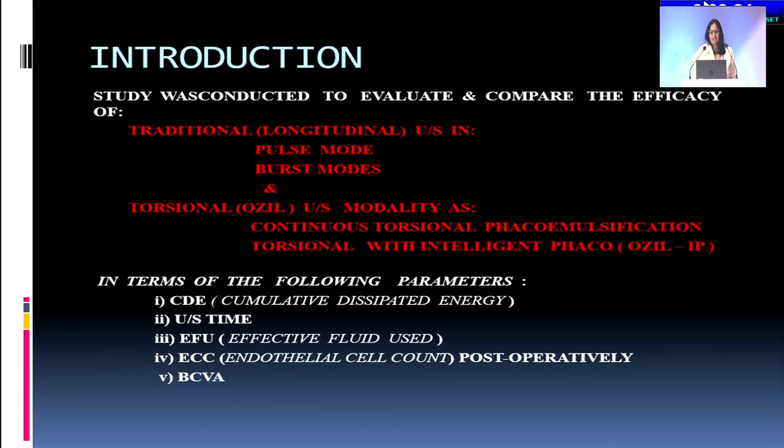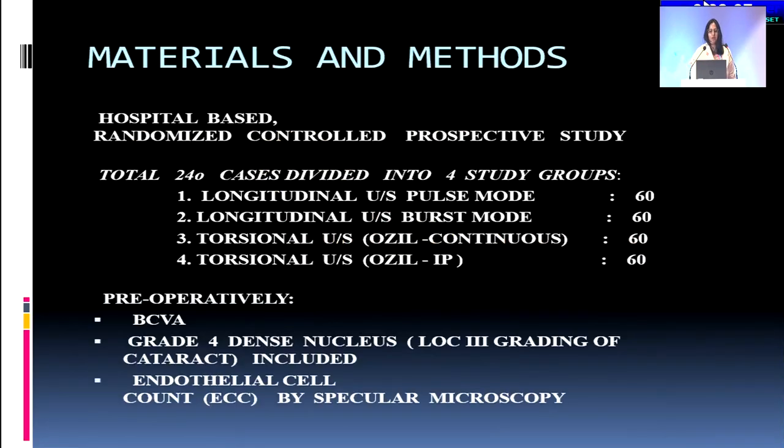So the study was conducted to compare the efficacy of traditional longitudinal with the torsional modes of phacoemulsification in terms of cumulative dissipated energy, ultrasound time, effective fluid used, endothelial cell count post-operatively, and the best corrected visual acuity. It was a hospital-based randomized controlled prospective study with a total of 240 cases divided into 4 study groups.